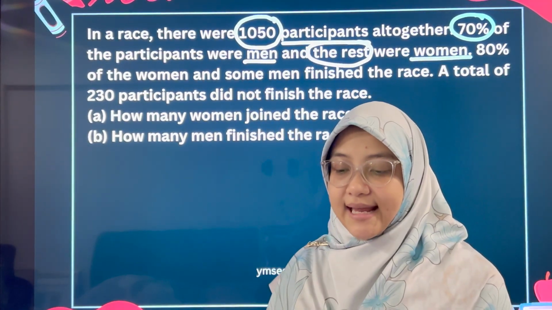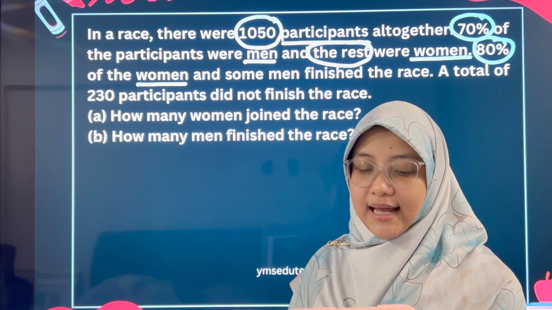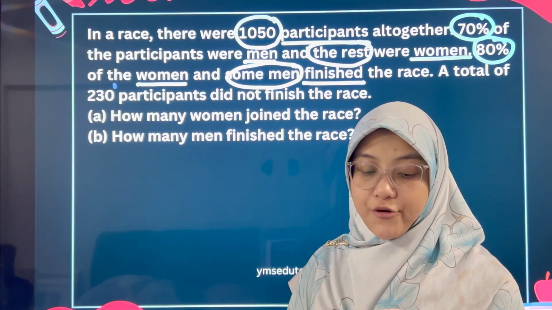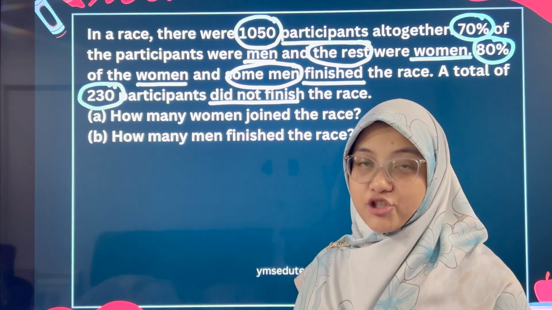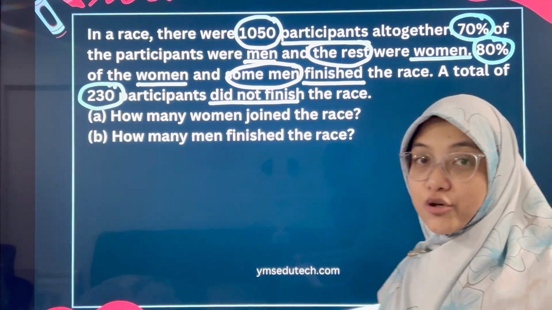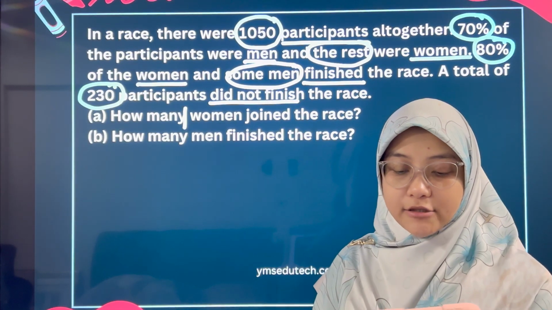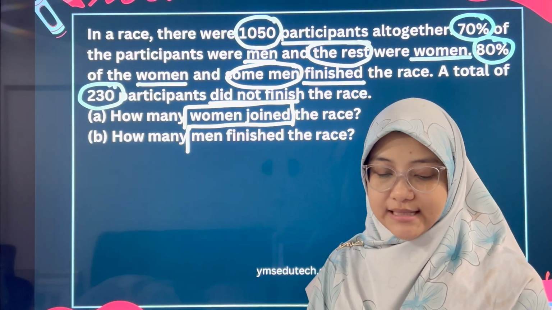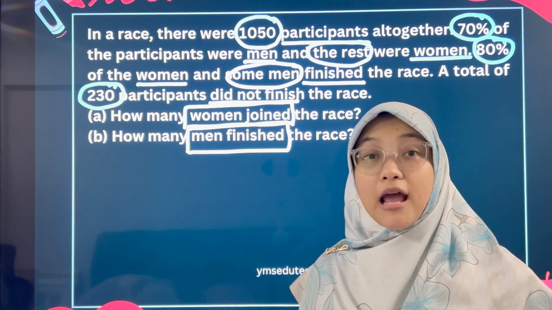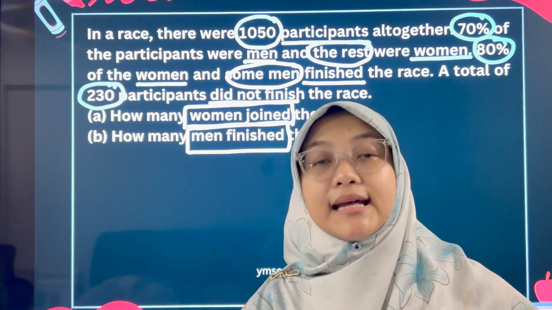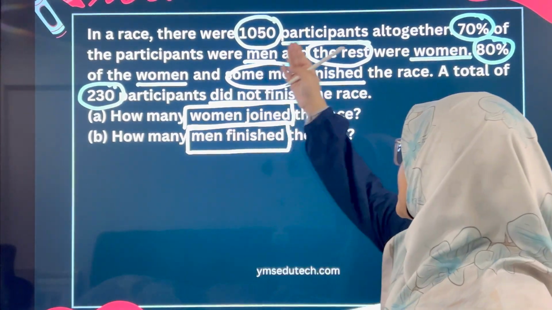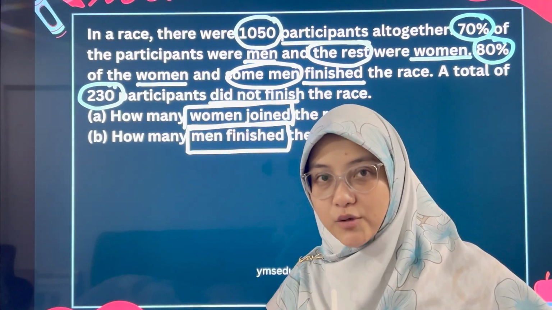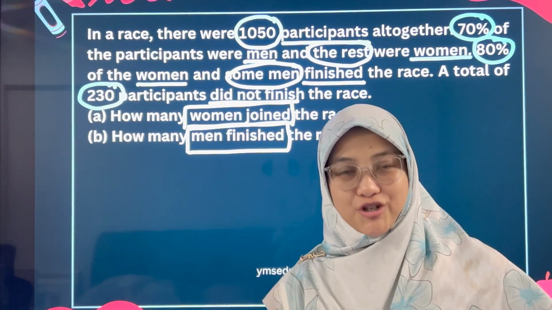Go on. 80% of the women and some men finished the race. A total of 230 participants did not finish the race. What does the question want? How many women joined the race? How many men finished the race? Once you have done this, it is very clear that all those circled keywords are values, underlined keywords are important items presented in this question, and box out what the question wants.